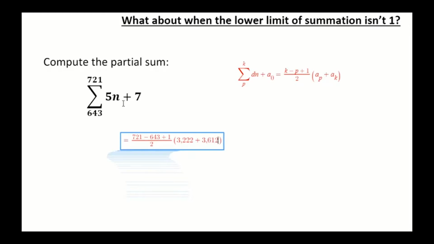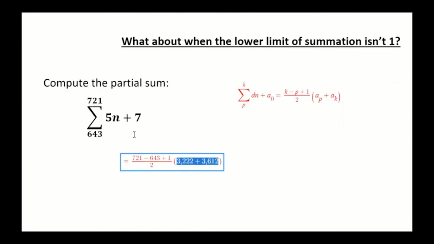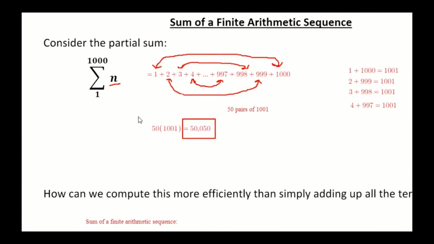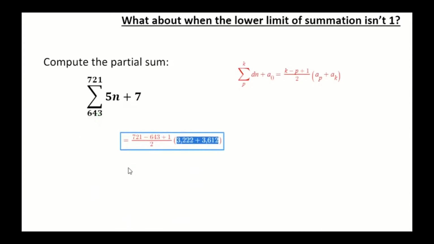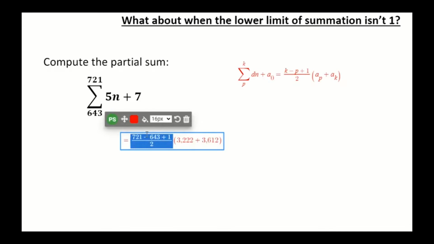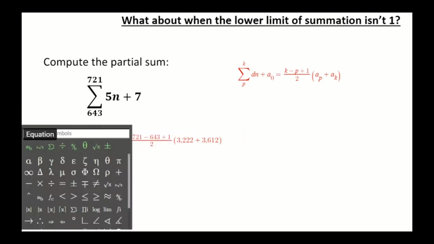The value of the final term when I substitute 721 in, times 5 plus 7, gives me 3,612. So this is going to be how much each pair is worth, and then we're going to multiply that by the number of pairs, just like we did in this 1,000 example. I'm using a calculator to do all this. Don't think I'm a genius trying to do this in my head. So I'm just going to type this in, 721 minus 643 plus 1 divided by 2, and I get 39.